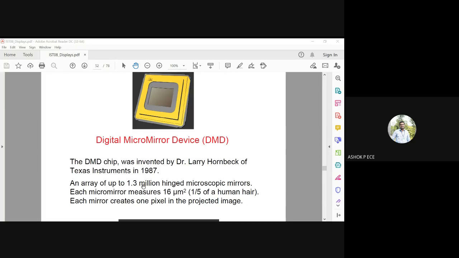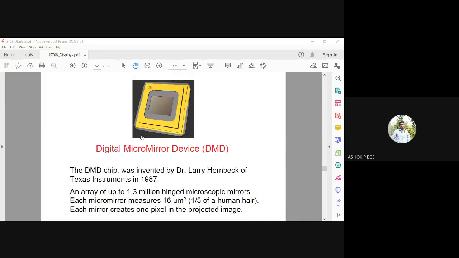So in total you have 1.3 million pixels. One mirror is equivalent to one pixel. I told you pixel is the shortened form of picture element. The pixel is going to project some information in the form of light. Here, this DMD device was implemented by Texas Instruments.